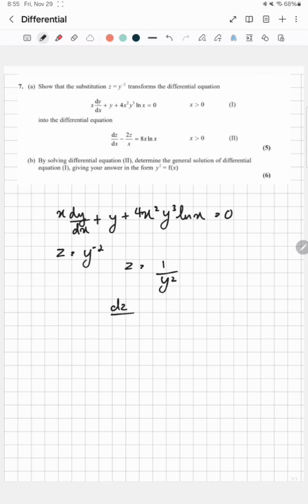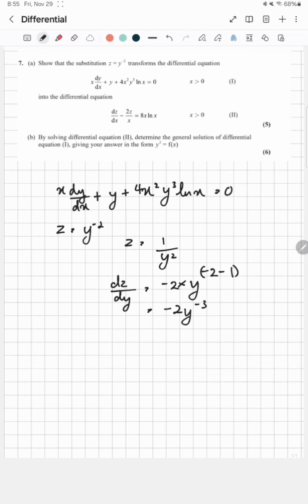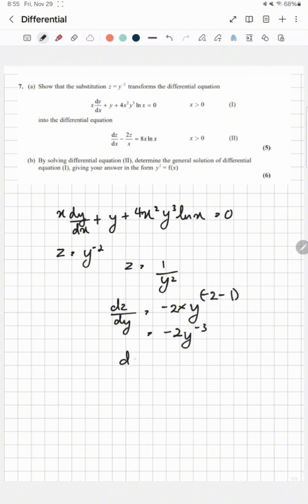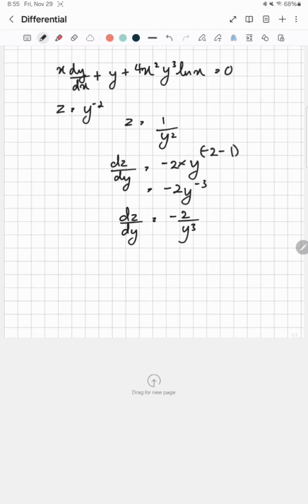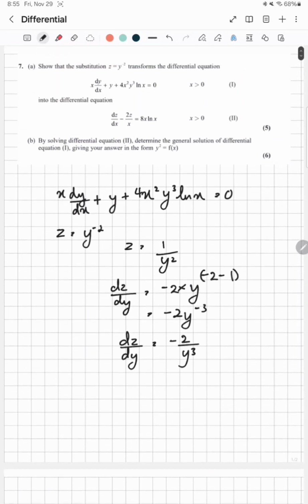We get dz over dy equals, this is y to the power minus 2, right? Minus 2 comes down into y to the power minus 2 minus 1. This will give you minus 2 y to the power minus 3. And dz over dy equals minus 2 over y to the power 3. So you can write it like that.